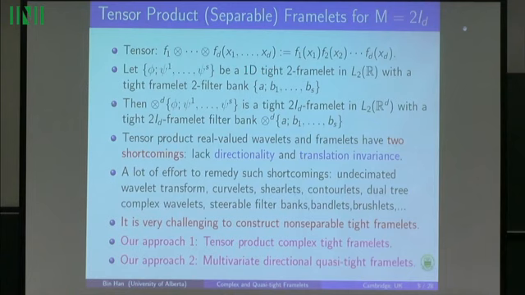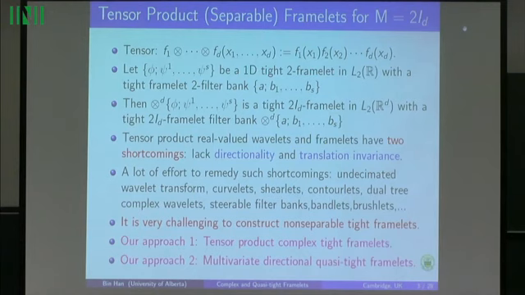Some of you will say, well, once we build 1D wavelets, we do the tensor product, we can handle all the questions. But the problem is, if you are going to deal with image processing, this very simple tensor product tight framelet has two major shortcomings. The first one is directionality, and the second one is translation invariance. I will concentrate on the directionality.